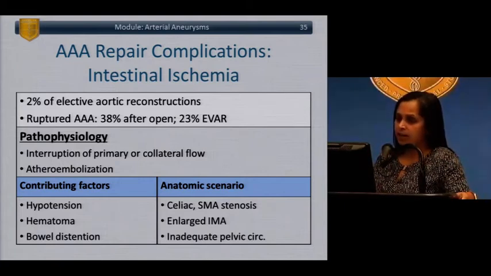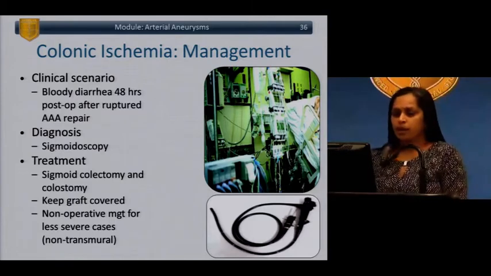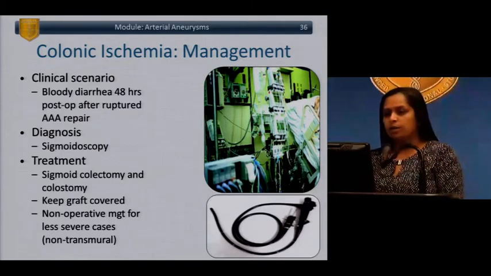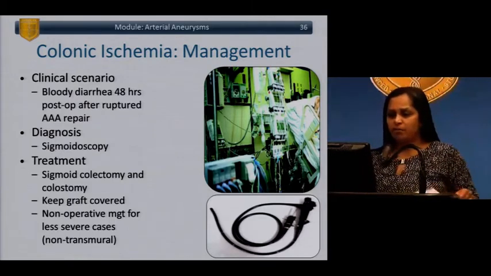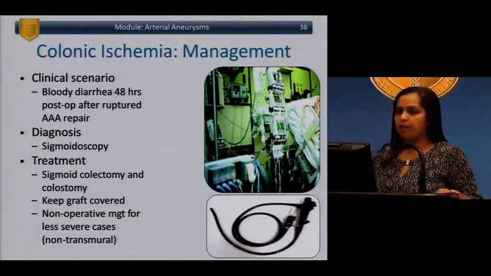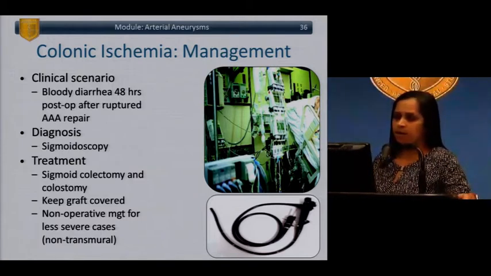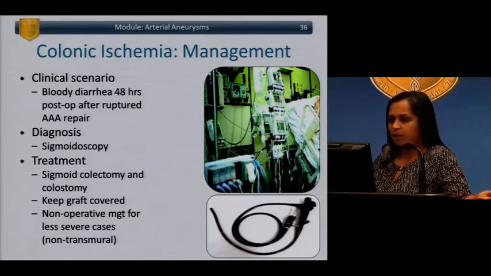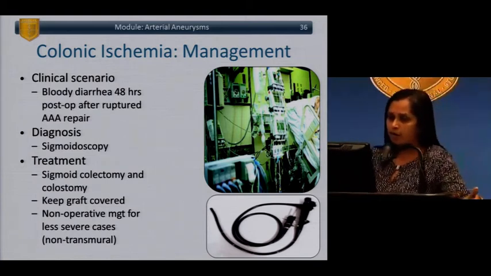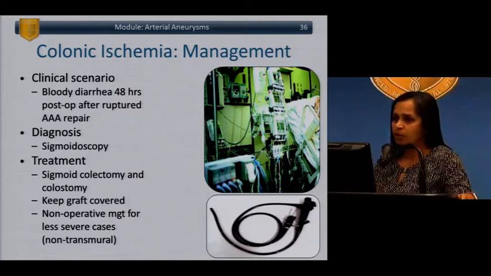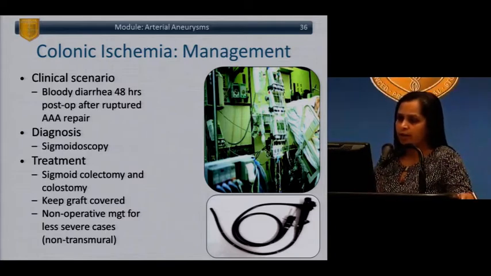This is an important consideration in a patient who had an enlarged IMA preoperatively, or in someone who'd had previous interruption of pelvic circulation. The typical clinical scenario is bloody diarrhea about 48 hours after surgery, and a bedside sigmoidoscopy can make the diagnosis. The general treatment is exploration and colectomy for a hemodynamically unstable patient or a patient who has full thickness necrosis.